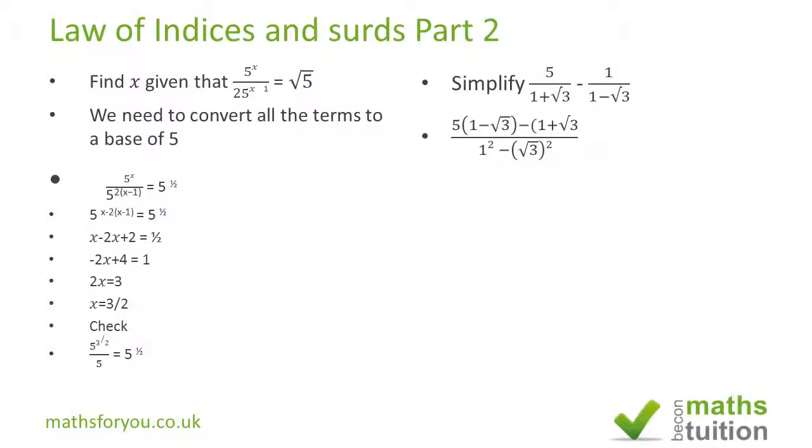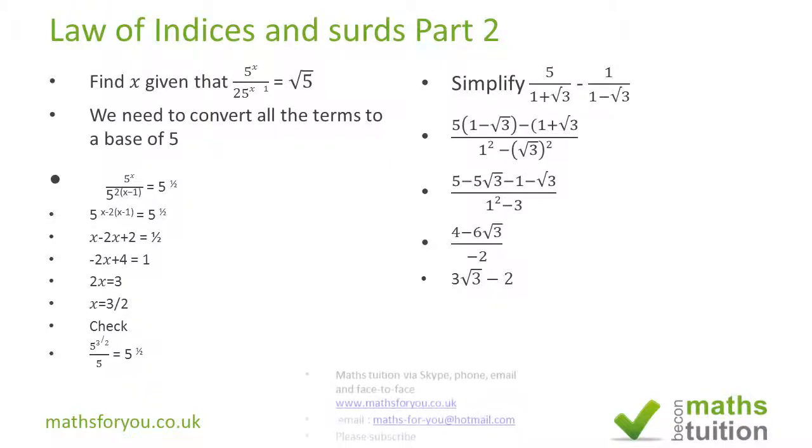Okay, when you open all the brackets, we end up with 5 minus 5 root 3 minus 1 minus root 3, and 5 minus 1 is 4, and minus 5 root 3 minus root 3 will give us minus 6 root 3, and 1 squared minus 3 will give you minus 2. So we end up with 4 minus 6 root 3 divided by minus 2. And when you divide by minus 2, we end up with 3 root 3, because 6 divided by minus 2 gives me 3. We end up with 3 root 3 minus 2.